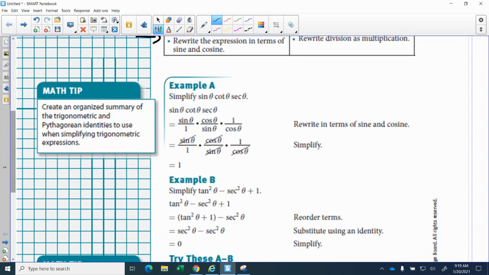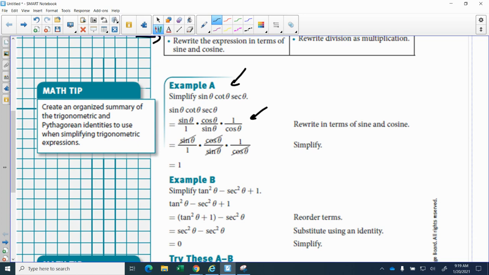If you look at example A right here, one of the key things you have to understand is how they're building up to this problem. Notice how they give you an expression with sine, cotangent, and secant. The idea is I need to simplify that as much as I can, but to do this, I need things that are common. I need like terms. A lot of these problems can be turned into sine and cosine.